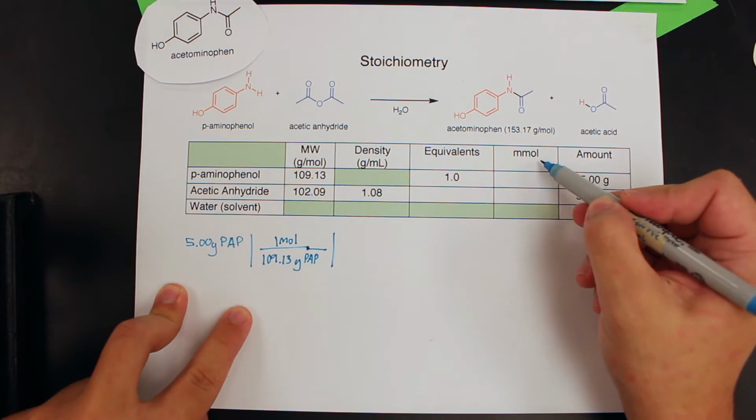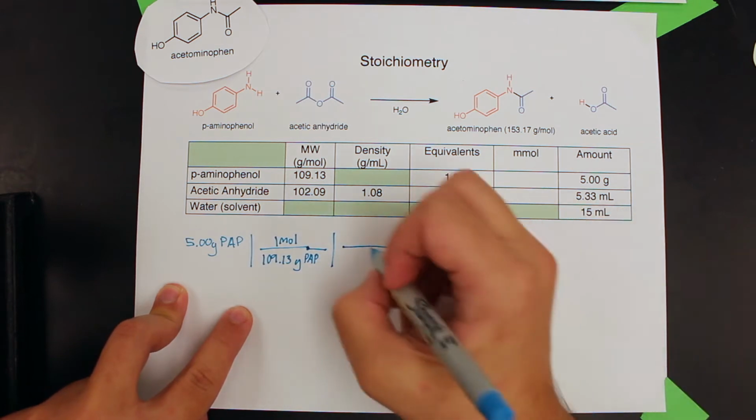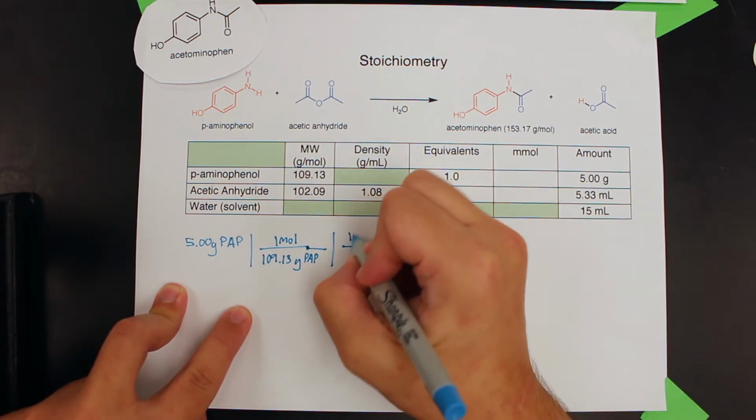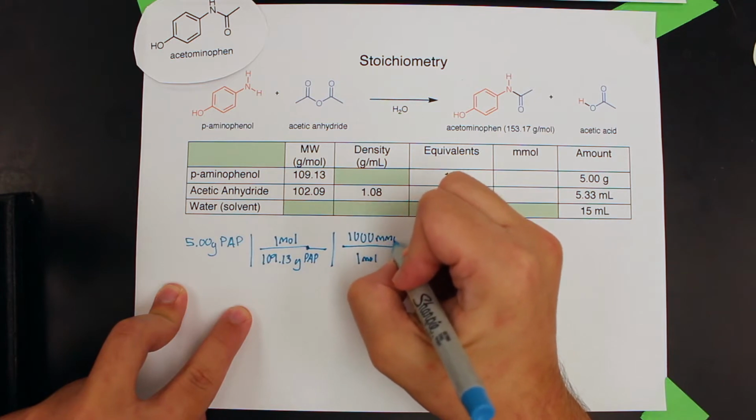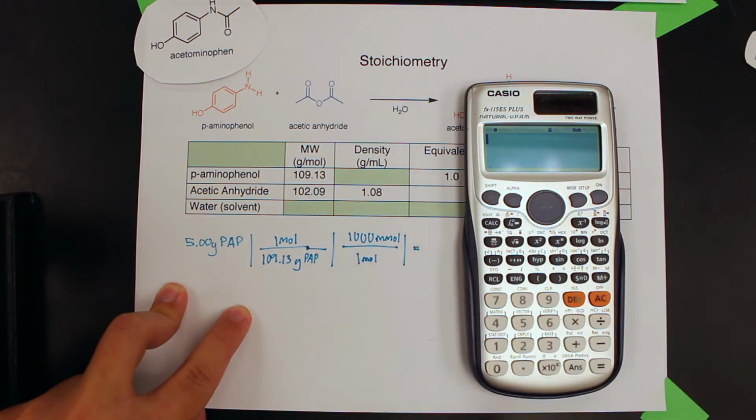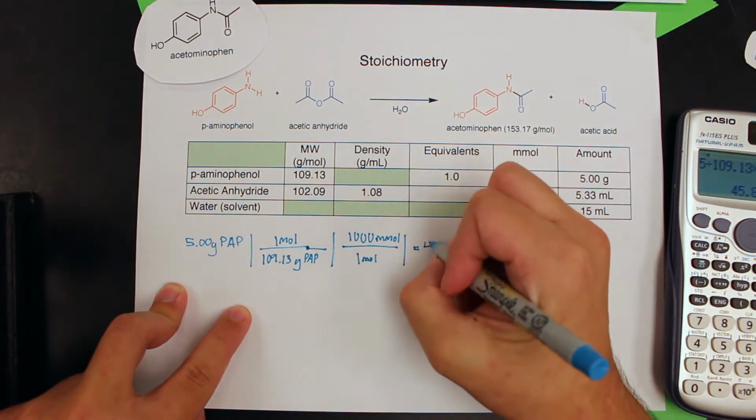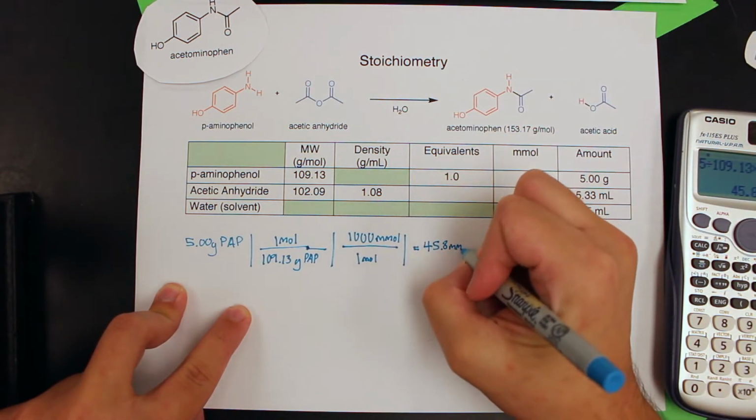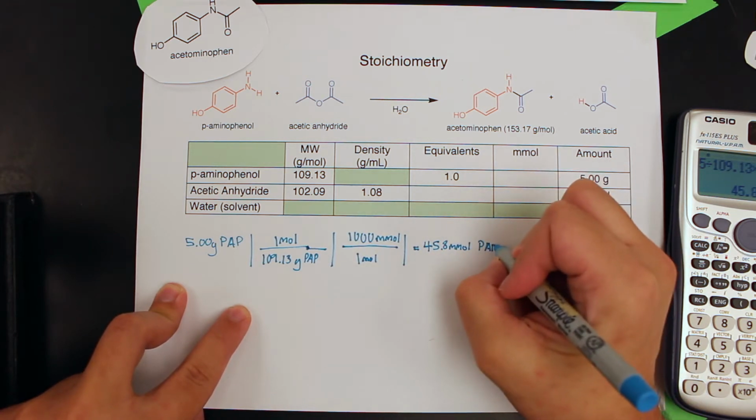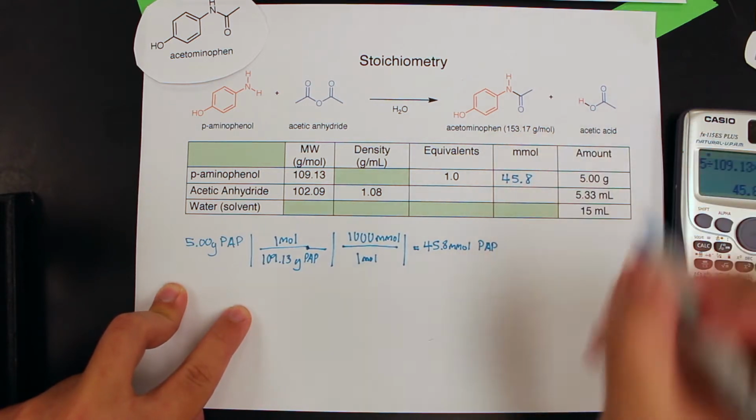And the goal here is to get into millimoles. So a millimole is like a milliliter. It's 1,000th of a mole. So in 1 mole, there are 1,000 millimoles. And if we input this set into our calculator, we can figure out how many millimoles there are. So 5 divided by 109.13 times 1,000, and we get about 45.8 millimoles of p-aminophenol. So we can write that in here, 45.8.